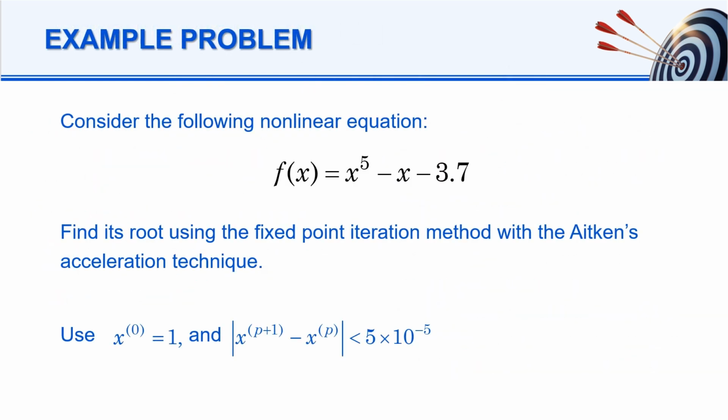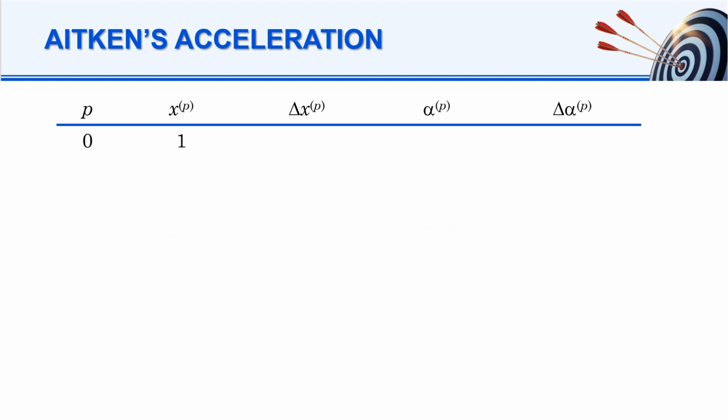Consider the following nonlinear equation. Find its root using the fixed-point iteration method with Aitken's acceleration technique. Use 1 as the initial guess and 5 times 10 to the minus 5 as the absolute convergence criterion. A sequence of estimates will be obtained using the fixed-point iteration method. We use the following form of the fixed-point iteration equation, which was found to converge in Section 4, Video 3.